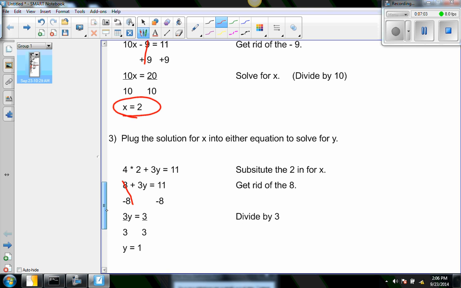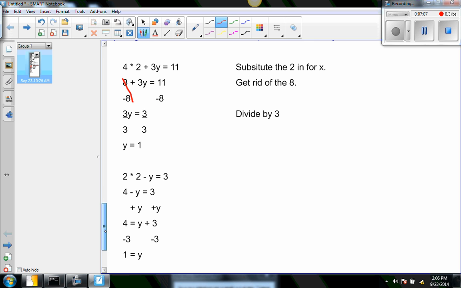And then I went ahead and solved it for the other one just to prove that both of them will get the same answer. The original equation said 2x minus y equals 3. So wherever the x is, I'm going to plug the 2 in. So 2 times 2 is 4. 4 minus y is 3. I'm going to get rid of the y because I don't want it to be negative. So I'm going to plus y here, and I'm going to plus y over here. That leaves me with the 4 equals y plus 3.